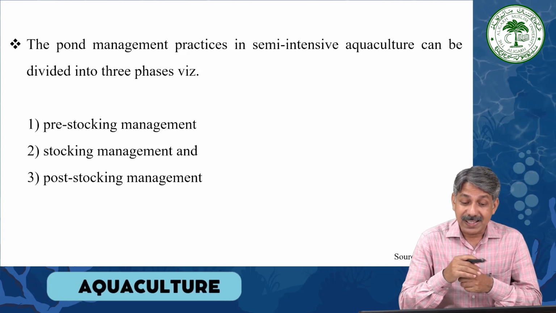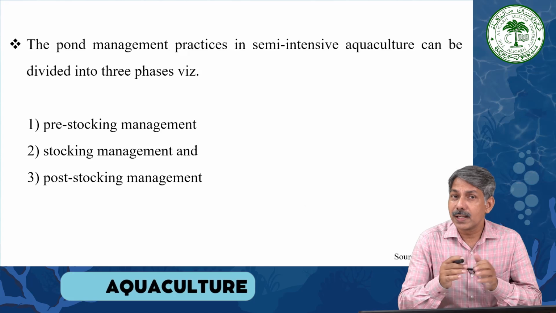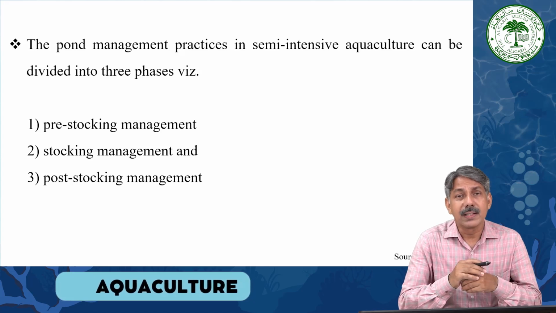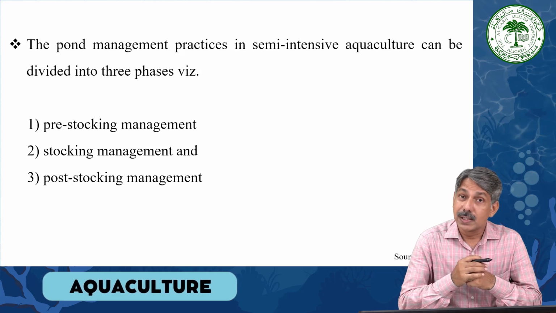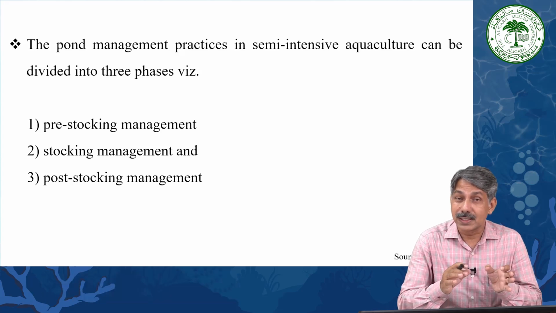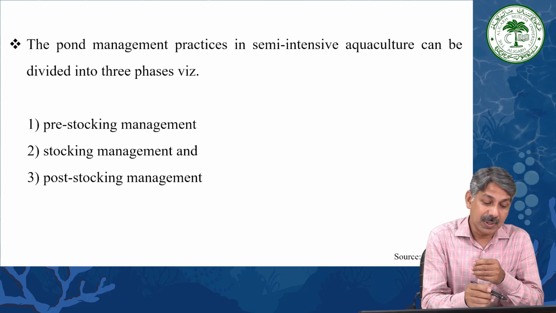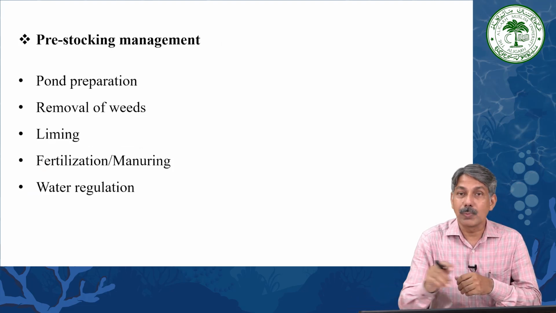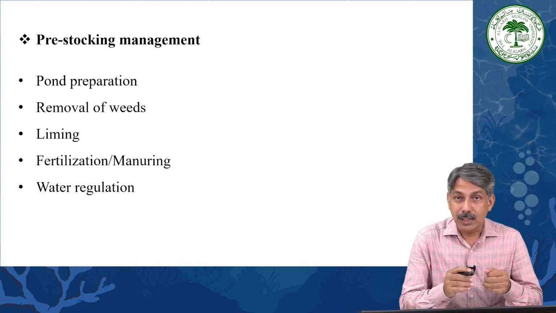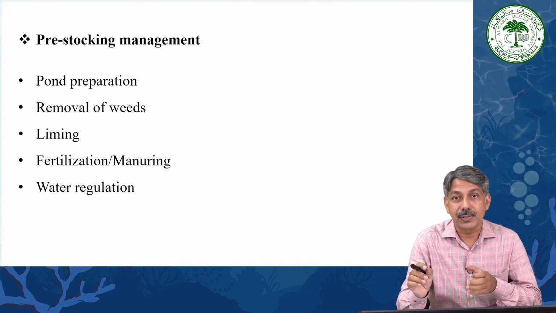The pond management practices now, when we are doing semi-intensive aquaculture, as I have written in the first or second slide, you need to have some management interventions in order to get successful yield or better yield. The pond management practices in semi-intensive may be divided into 3 categories: pre-stocking, stocking, and post-stocking management. Let's discuss one by one. Pre-stocking management. That means so far you have not stocked the fish seed.